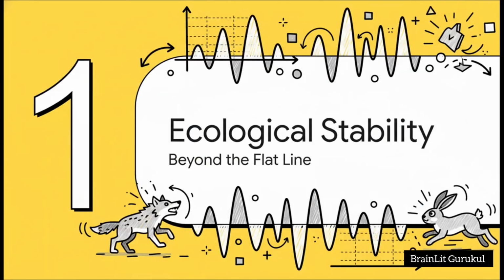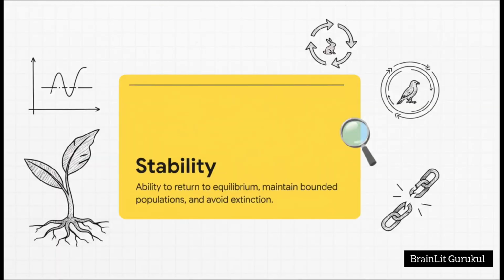Okay, first up, let's really break down what we mean by stability. It's time to move way beyond that simple idea of a flat line. You see, in ecology, stability has a very specific meaning. It's all about a system's ability to bounce back after it's been knocked around a bit. It's about keeping populations within certain limits, not booming out of control and not crashing into nothing. And of course, the big one, avoiding extinction altogether.